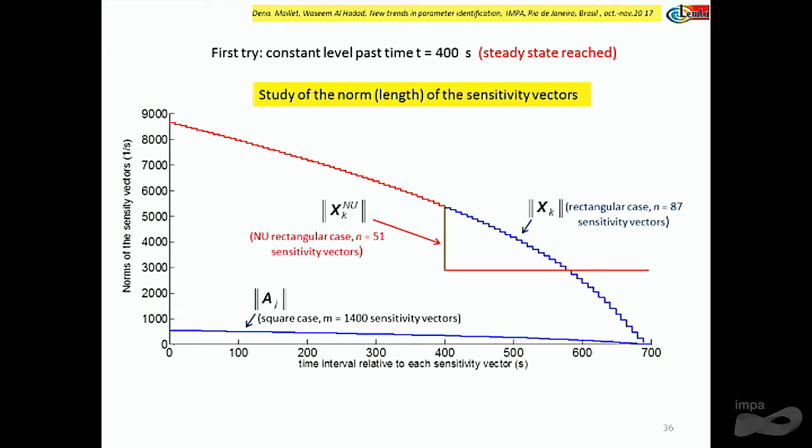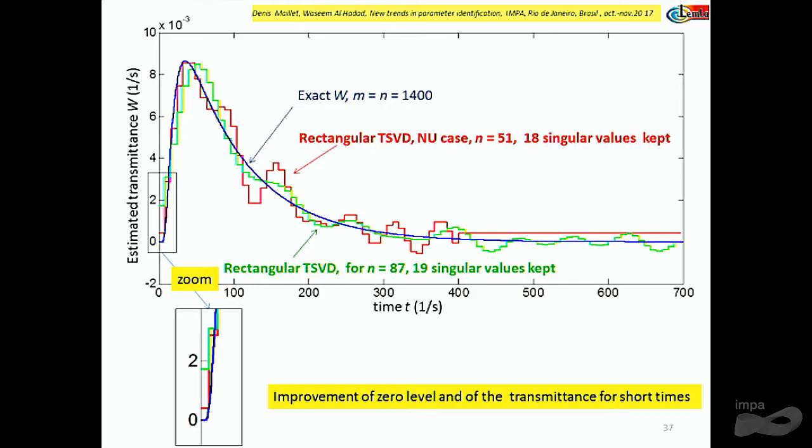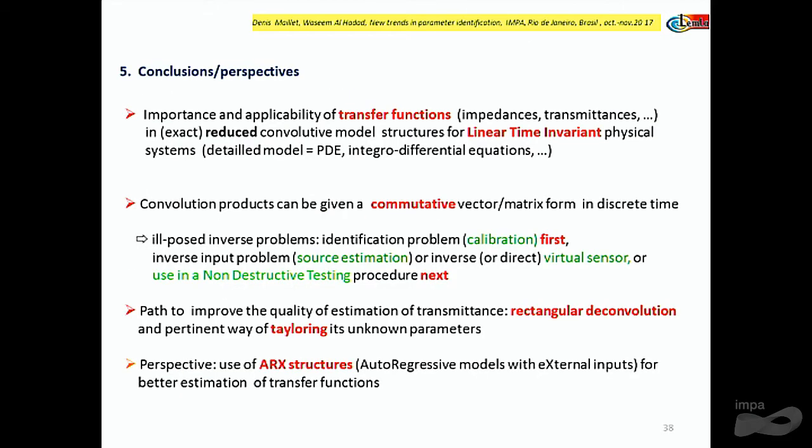Because here we got a steady state on the output, we put a steady value, and we have only 51 sensitivity coefficients, but they are not uniform anymore. Here are the results in red. You see this part is not too good, but at the beginning there is an improvement. Here it was with 87 equal time steps, and here you have the non-uniform time steps. So there is an improvement in this part of the transfer function.